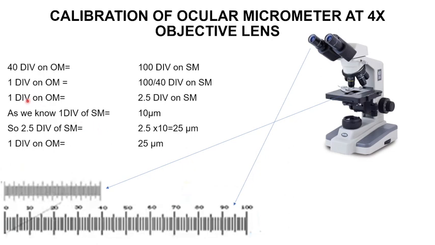Okay, I mean 1 division on ocular micrometer is equal to 2.5 divisions on stage micrometer, and 2.5 divisions on stage micrometer are equal to 25 micrometers. So we can say that 1 division on ocular micrometer is equal to 25 micrometer.